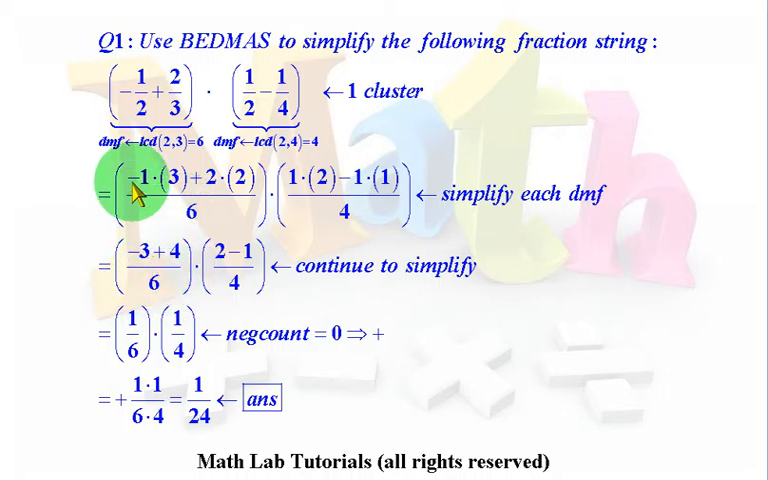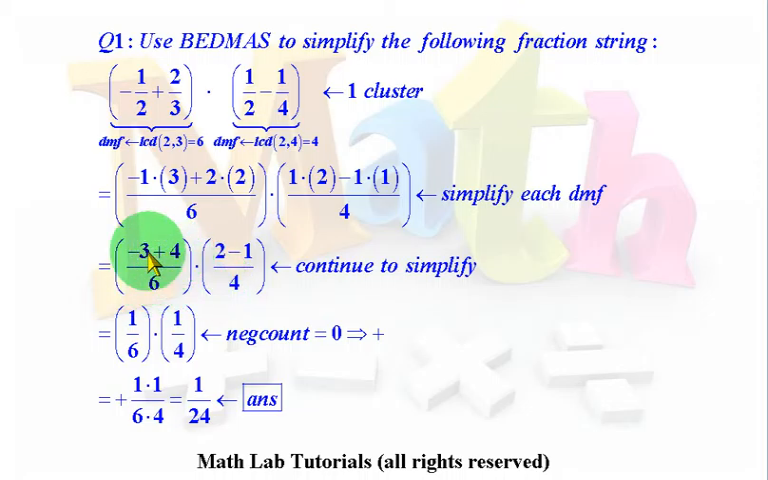Over here we have -1 times 3 is -3. 2 times 2 is 4. And of course all over 6. Over here 1 times 2 is 2. -1 times 1 is -1. All over 4. So you continue to simplify inside each set of brackets. After all, BEDMAS says you must simplify inside the brackets first.